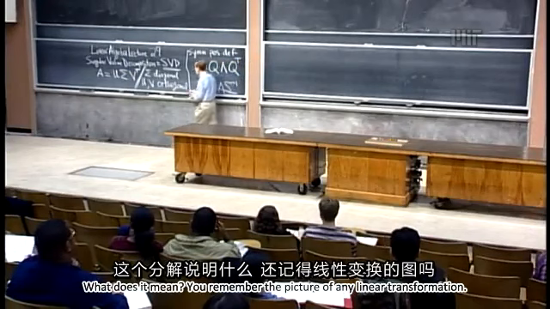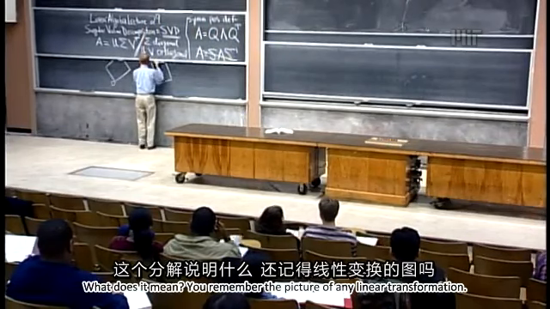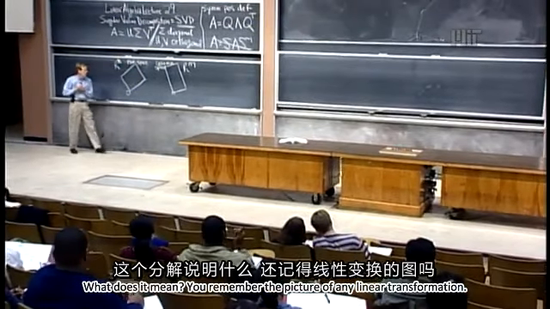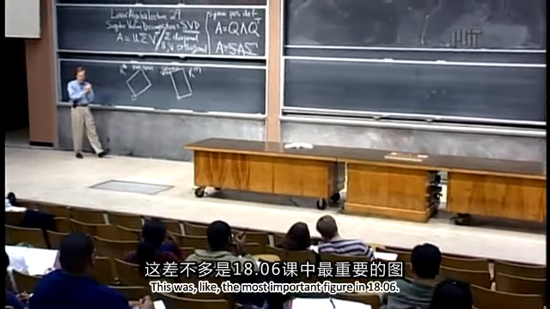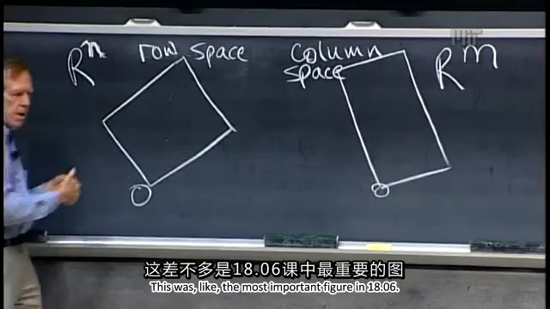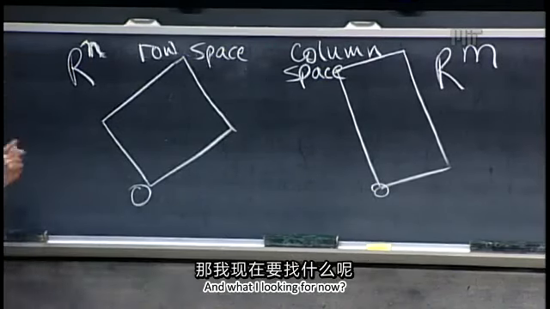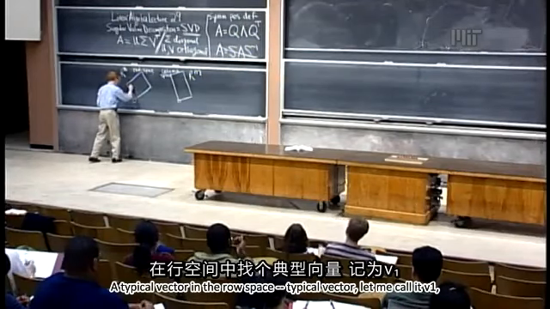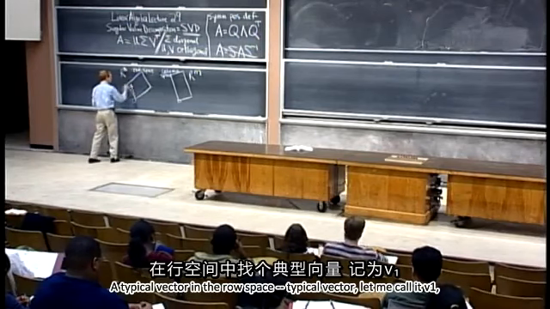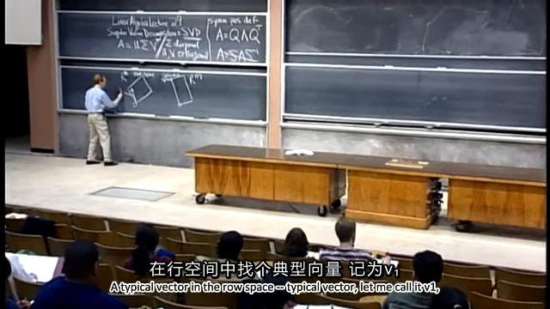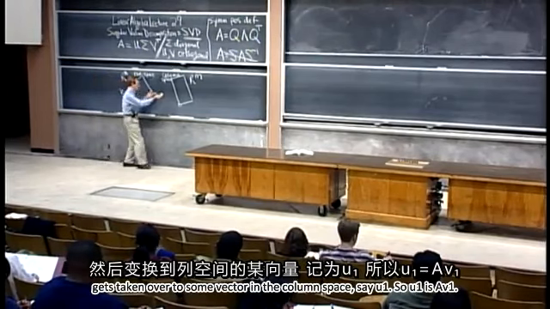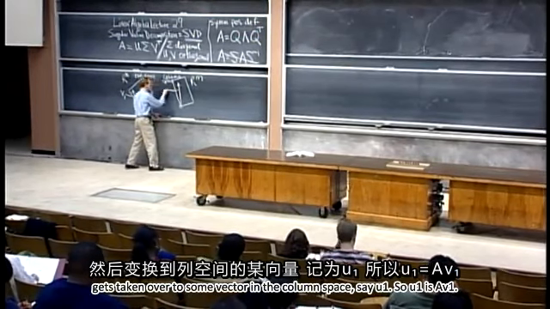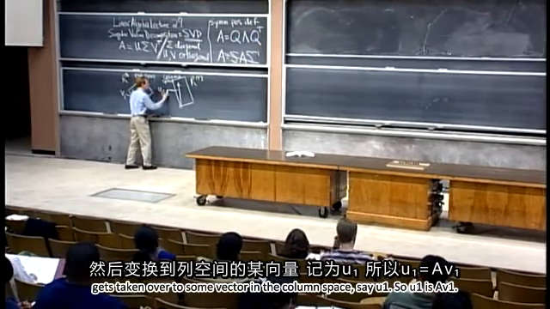Okay. What does it mean? You remember the picture of any linear transformation. This was like the most important figure in 1806. And what am I looking for now? A typical vector in the row space, let me call it V1, gets taken over to some vector in the column space, say U1. So U1 is A V1.